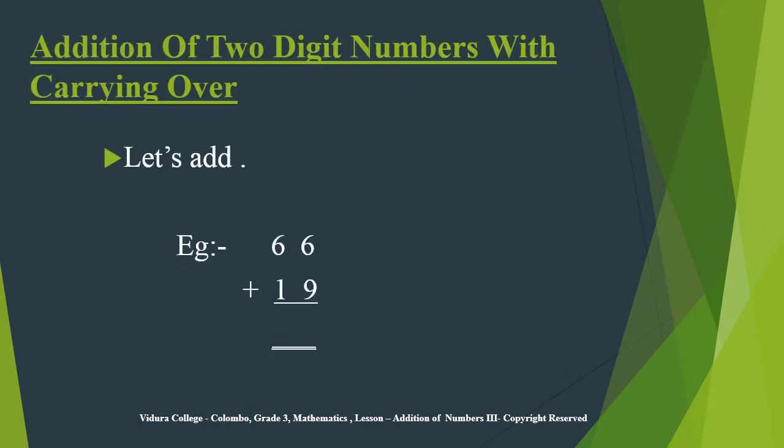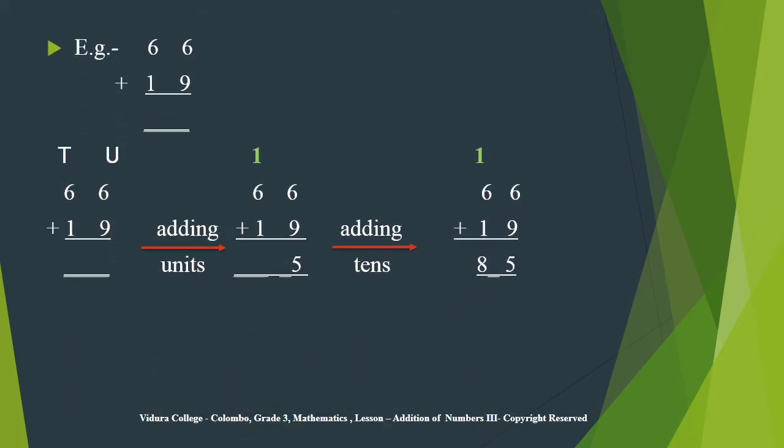Okay children, now you are going to learn about how to add two-digit numbers with carrying over. So look at the example given. You have to add 66 to 19. So children, now let's see how to solve that sum using the place value.